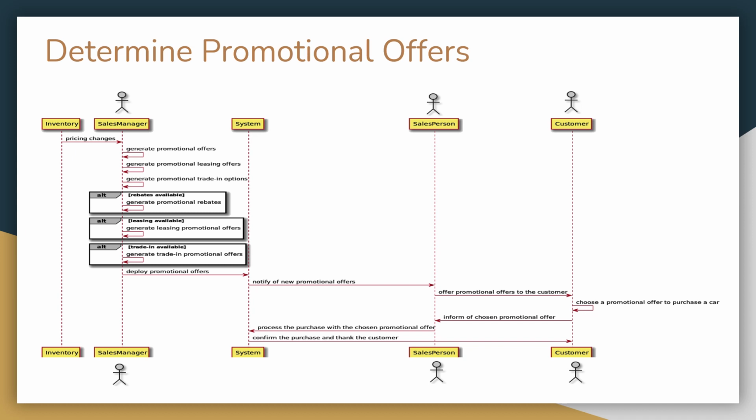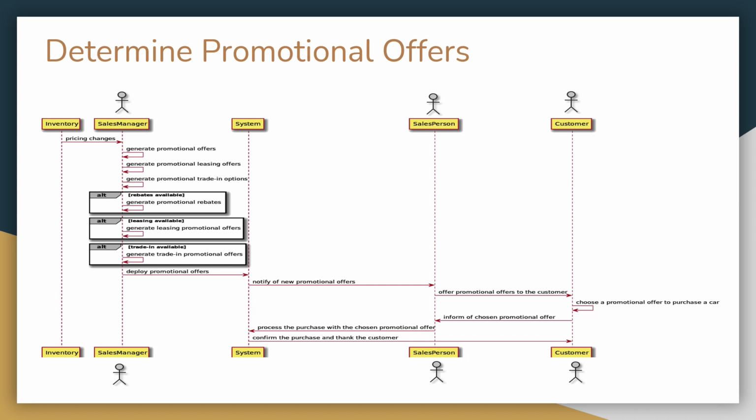Now let's dive into the specific steps involved in our promotional offer process. The inventory management system generates promotional offers such as discounted prices, leasing options, and trade-in deals to attract customers. These offers can be customized based on various factors like inventory availability and customers' preferences. Once the promotional offers are generated, the system deploys them, notifying the salesperson about the new offers available.